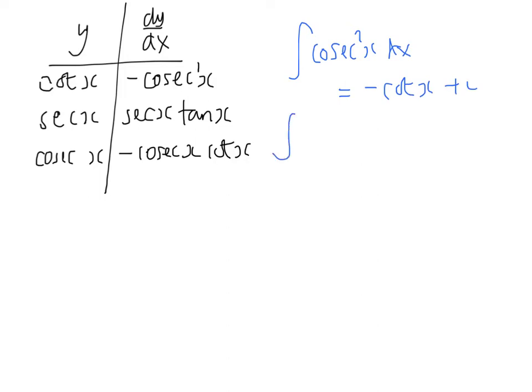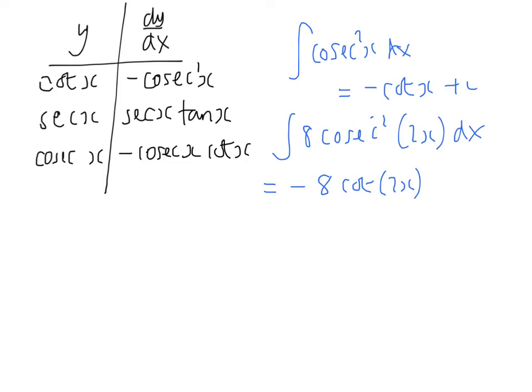So if we're going to integrate, say, 8 cosec squared of 2x with respect to x, then we're going to have minus, because when we integrate cosec squared we get minus cot, we'll have an 8 there, cot of 2x. But then if we were differentiating, we'd have to multiply by 2, so when we're integrating we divide by 2, so we've got minus 4 cot of 2x plus c.